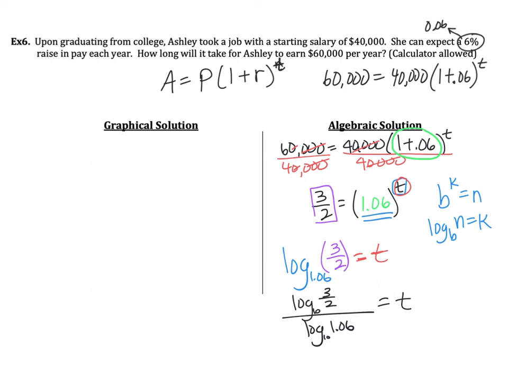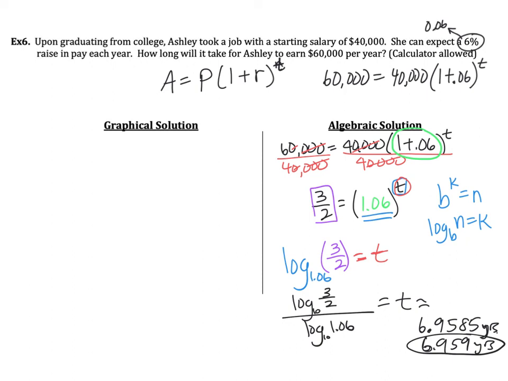And I get the time is approximately 6.9585 years. So approximately 7 years is when it'll take Ashley to make $60,000 per year. It'll take her approximately 7 years, or 6.959 if we were rounding to 3 decimal places, then this would be her answer.